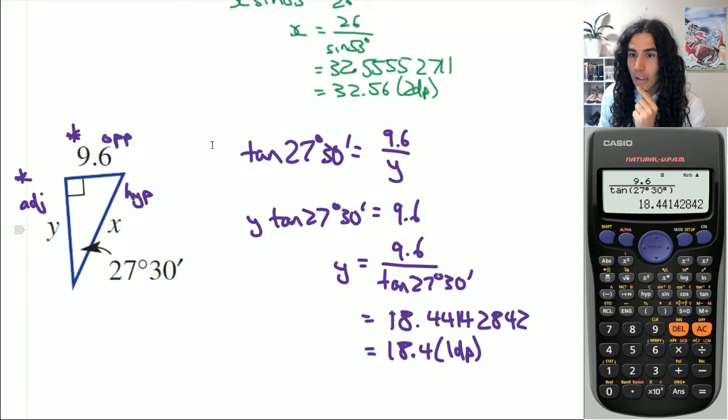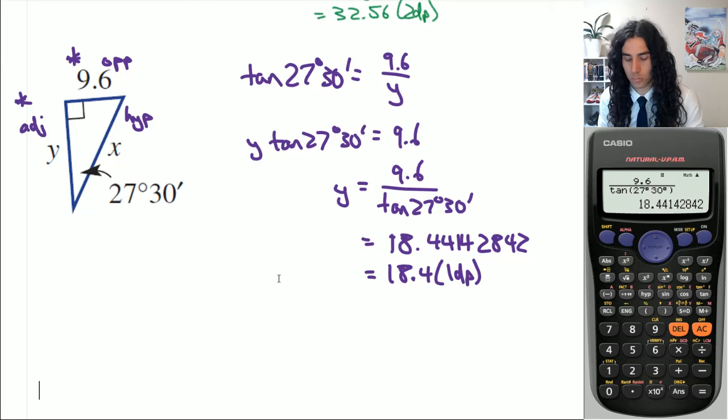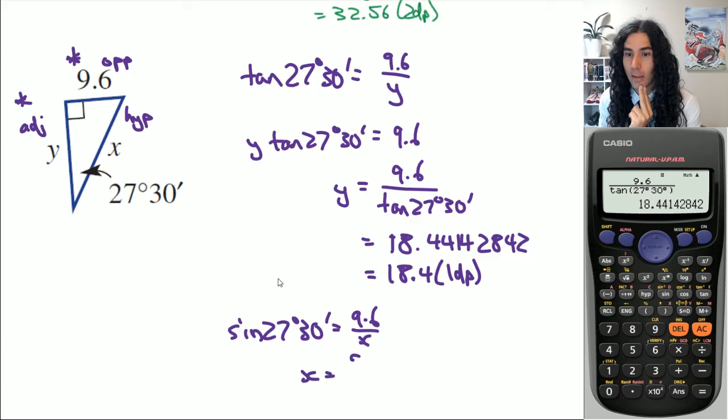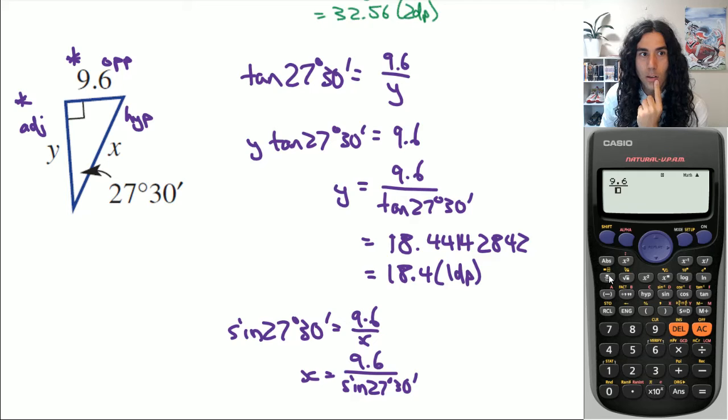So definitely for finding x, it's opposite and hypotenuse, so use sine. So sine 27 degrees 30. And this time I will take the shortcut, so 9.6 on x. So x is 9.6 over sine 27 degrees, 30 minutes. And let's put that in the calculator. 9.6 over sine 27 degrees, 30 minutes.